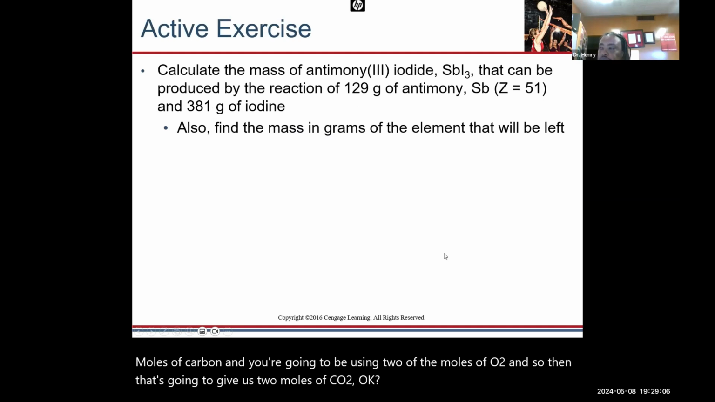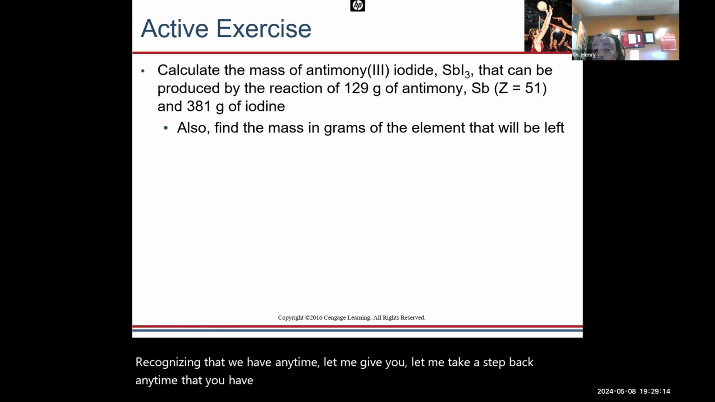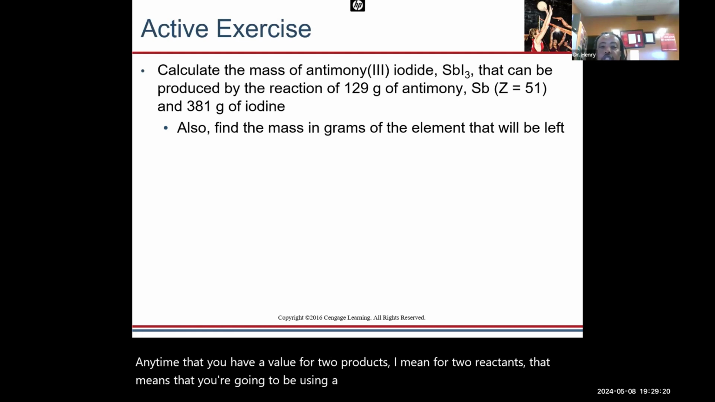So recognizing that, let me take a step back. Anytime that you have a value for 2 reactants, that means that you're going to be using a limiting reagent. One of them is limiting.